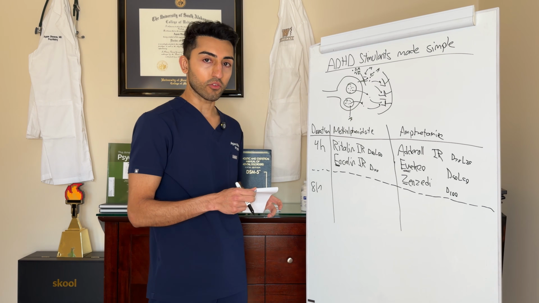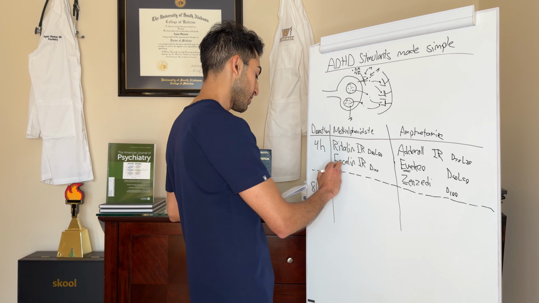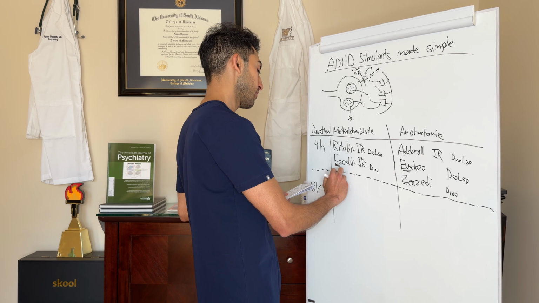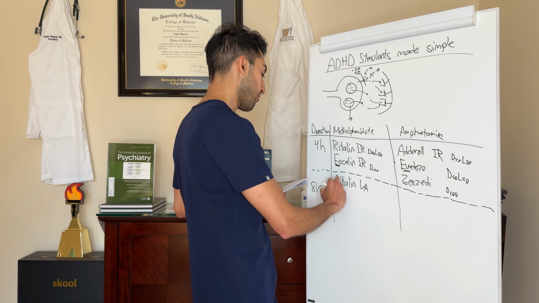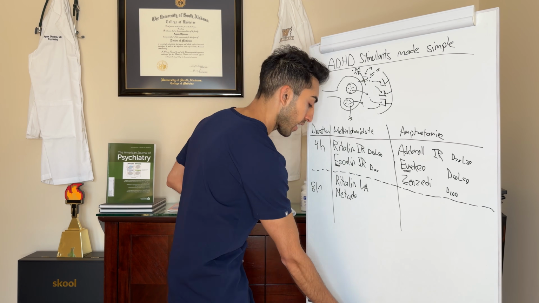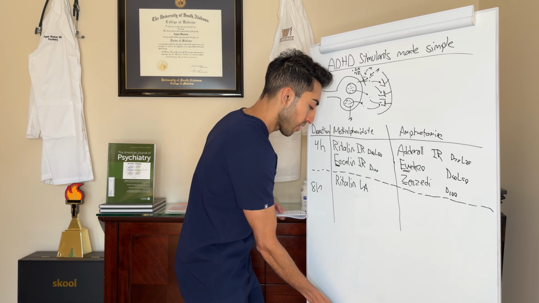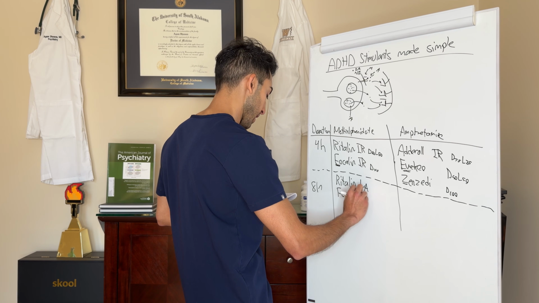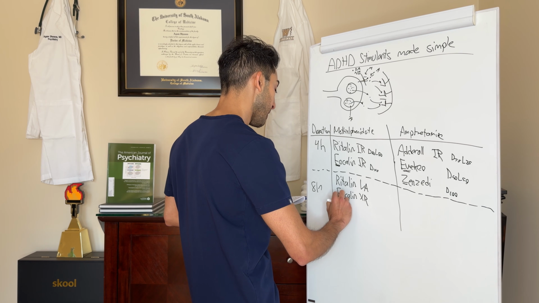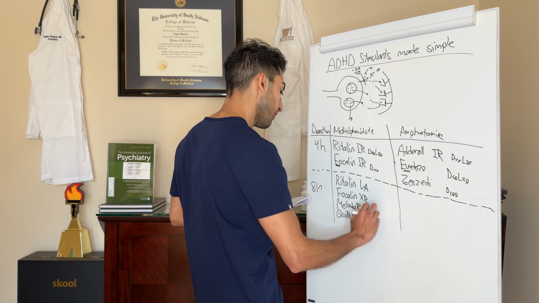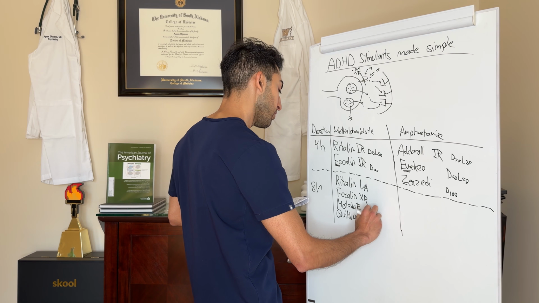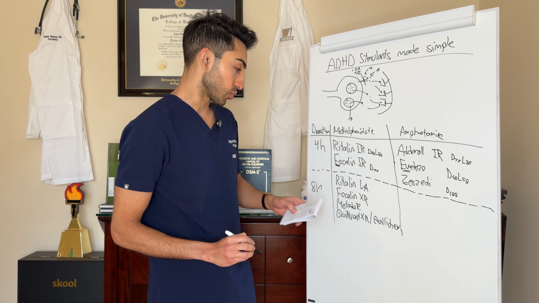And so in the 8-hour category, the prototypical one is Ritalin. So this is Ritalin long acting. Then we have Metadate. Actually, I'm going to reorder this. Then we have Focalin XR. Then we have Metadate. We have Quillivant XR. And then we also have, and so let's work through these then.